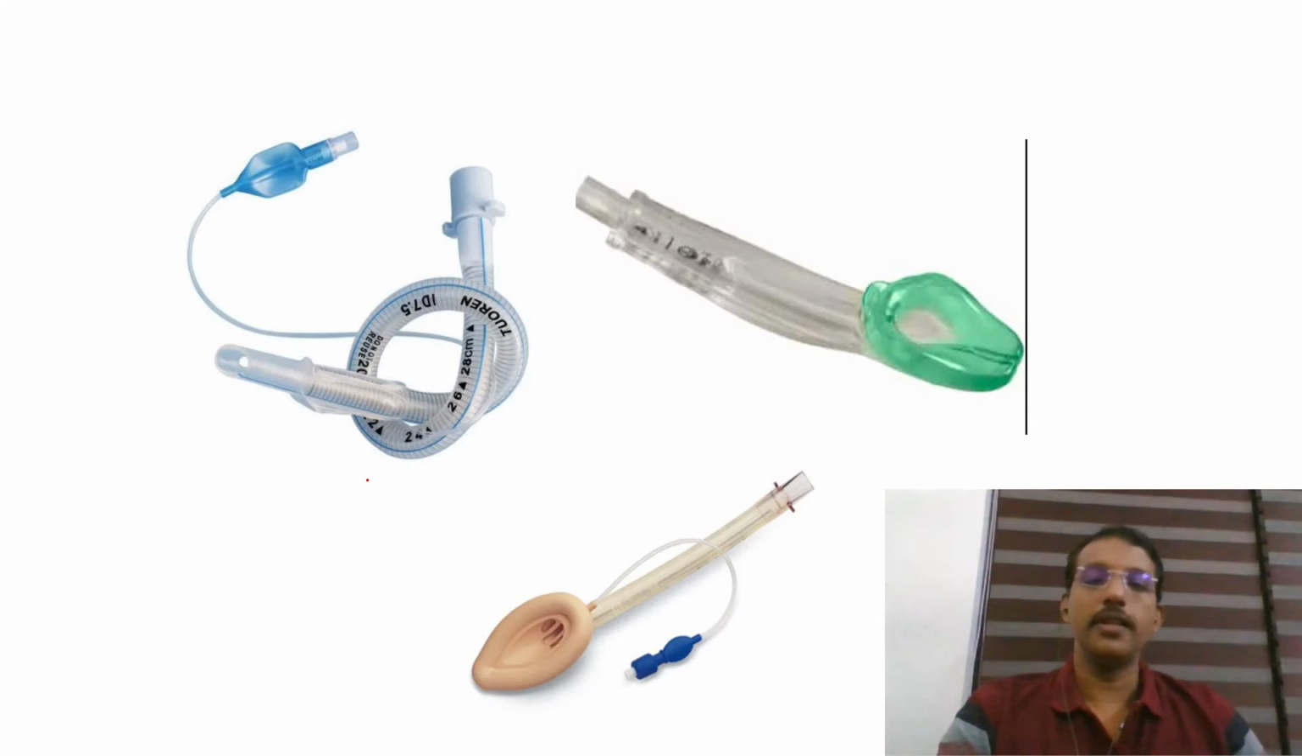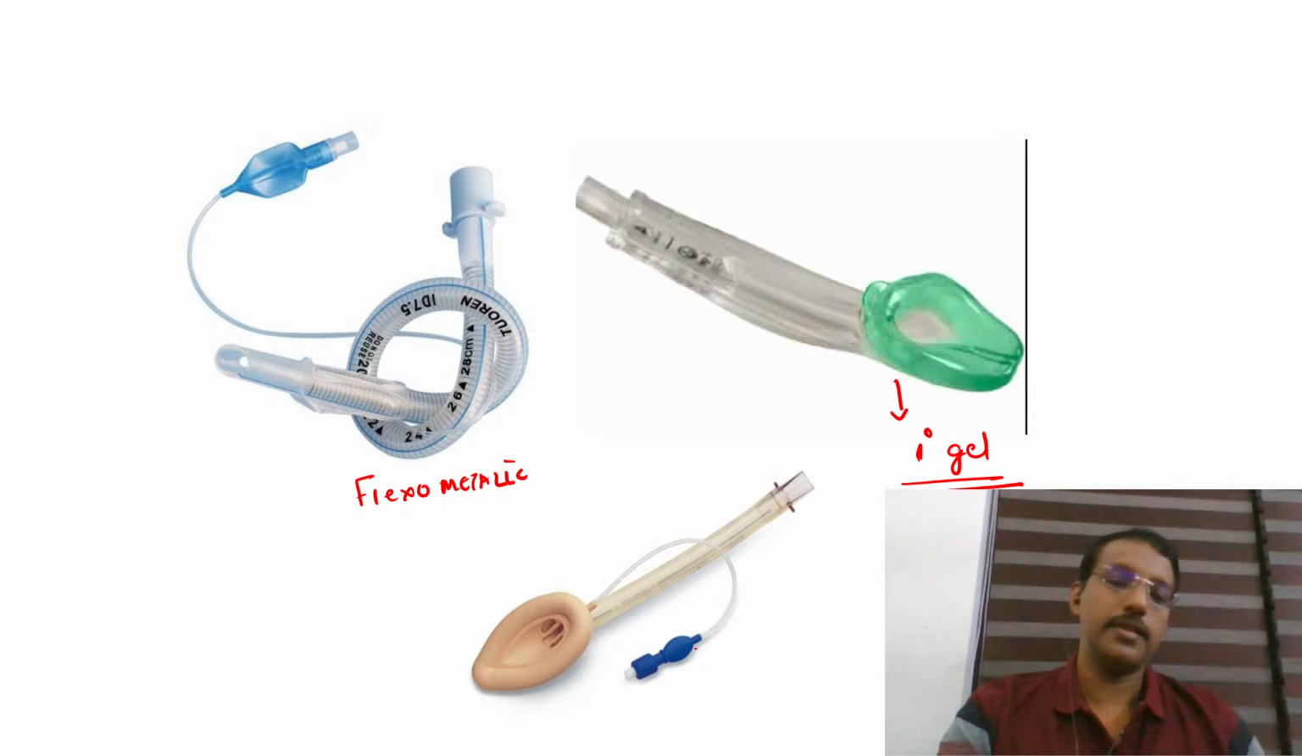A few more spotters. This is called a flexo-metallic tube or non-kinkable tube. This is called an I-gel. And this is the very famous supraglottic airway device called LMA, laryngeal mask airway. The problem with laryngeal mask airway is that it can cause aspiration. That means the contents of the stomach can go into the trachea.